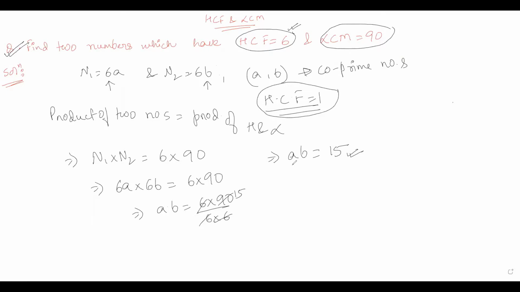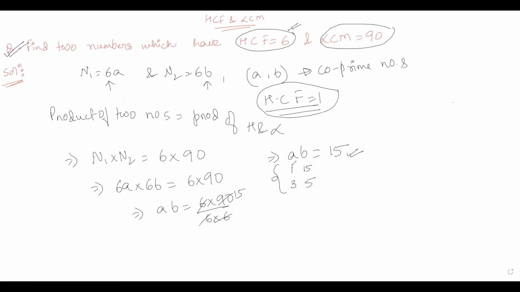So what are those possibilities? I can take a to be 1 and I can take b to be 15. And what can be the other possibility? I can take a to be 3 and b to be 5. Well, some of you might think that I can take a to be 15 and b to be 1, and a to be 5 and b to be 3. Well, in both these cases, we'll be getting the same pair of numbers. So you can take either way.